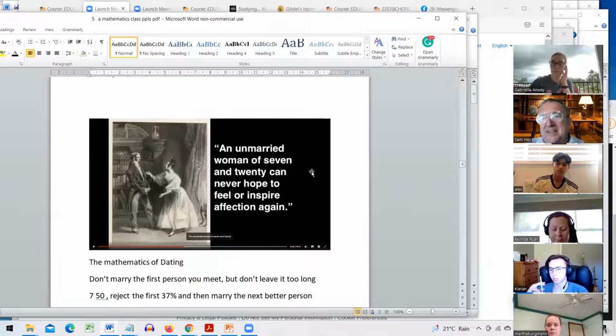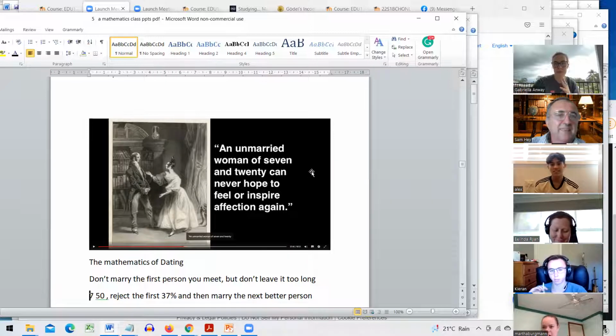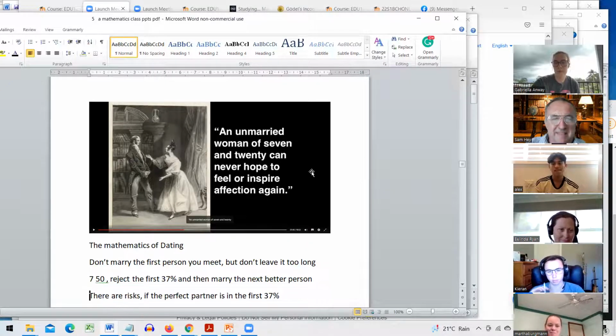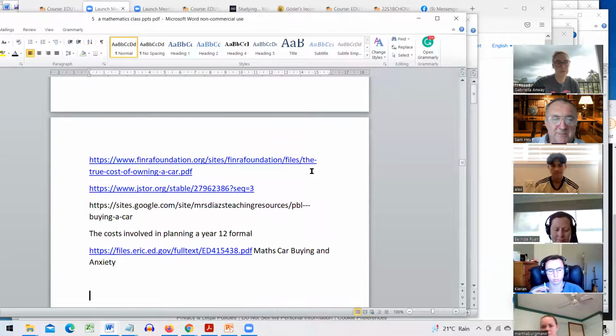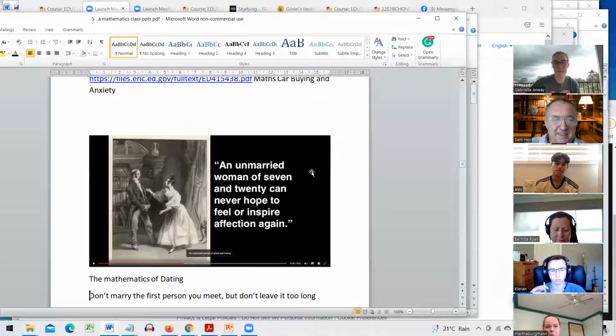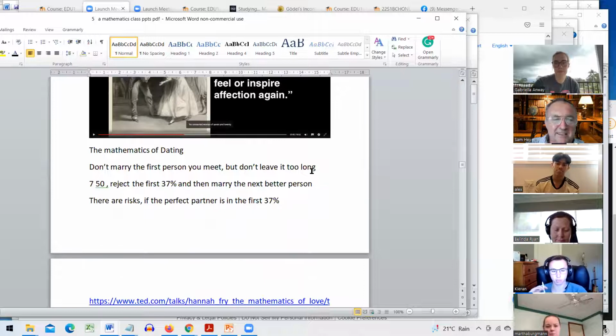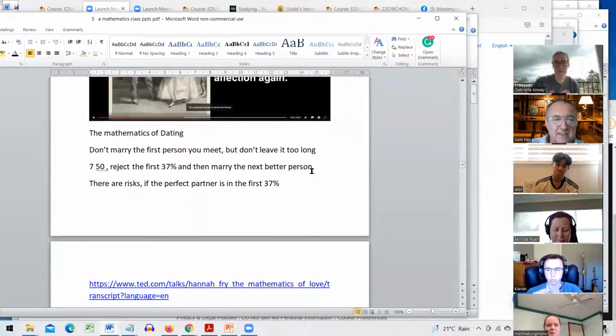Another interesting use of mathematics is when dating. And so in that famous manual, an unmarried woman of 7 and 20 can never hope to feel inspired or to inspire affection again. So you need to get married before you're 30.